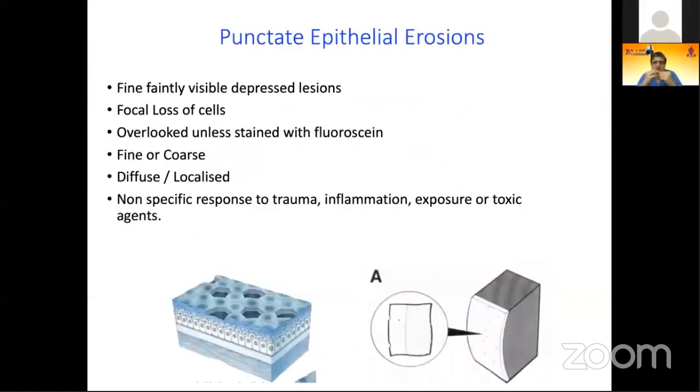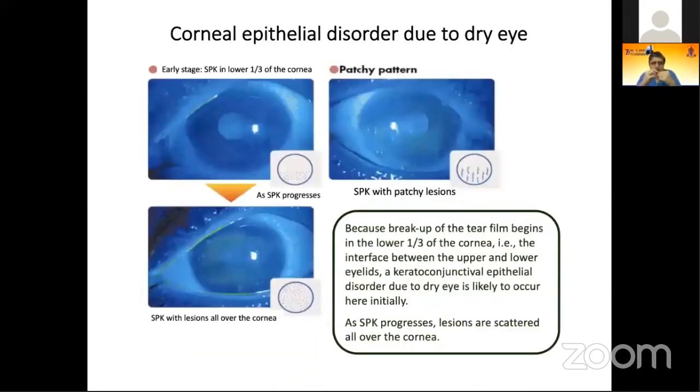Basically, on the corneal surface, we look at what we call punctate epithelial erosions, which are basically a focal loss of surface epithelial cells. And these could be fine or coarse. And we also like to look at the localization of these erosions on the corneal surface. We know that in very mild cases, we might get punctate erosions in the lower thirds of the cornea. And in very severe cases, as the condition progresses, we can have a diffuse staining over the entire corneal surface.